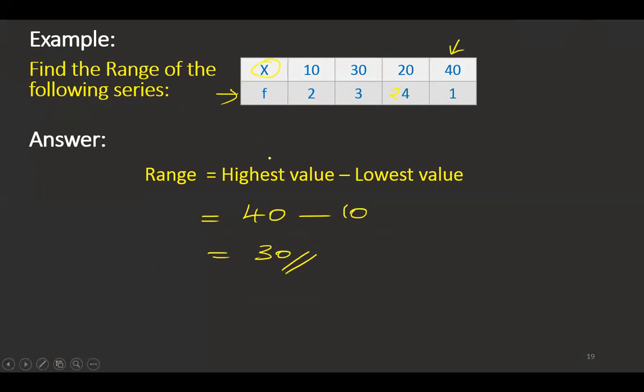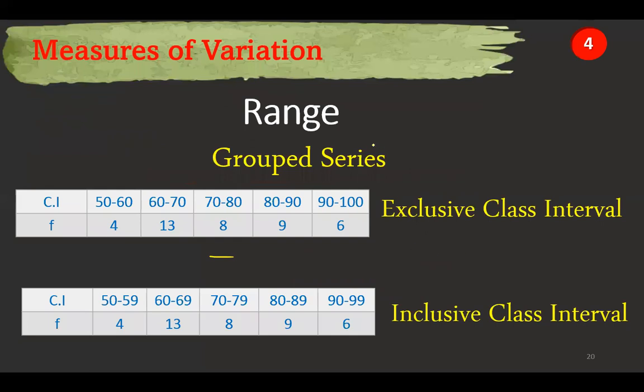Now we move on to the grouped series. Grouped series is sometimes also called continuous series. Now we'll be having an exclusive interval. What is this exclusive interval? The upper limit will be equal to the lower limit of the next class.